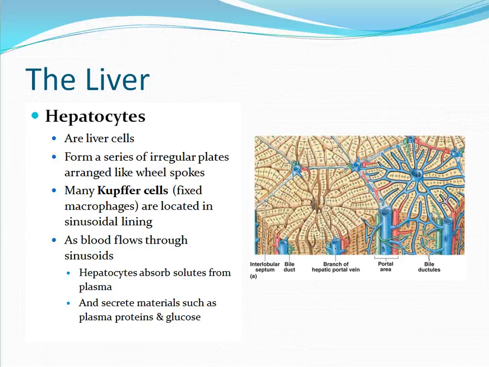As blood enters the liver, it will flow through the sinusoids. As it does so, the hepatocytes will absorb solutes and nutrients from the plasma. The hepatocytes will also secrete various materials such as plasma proteins and glucose into the blood.